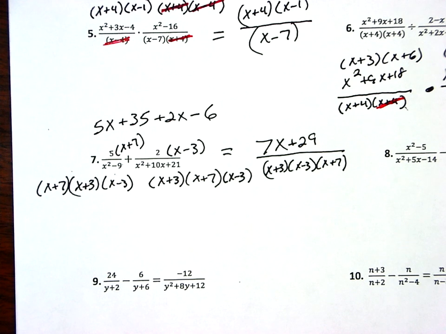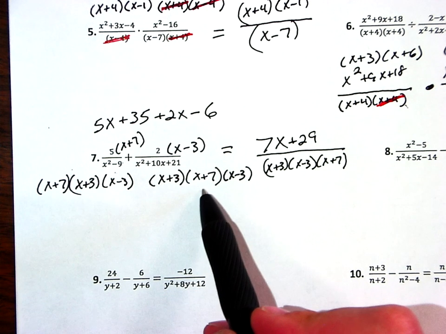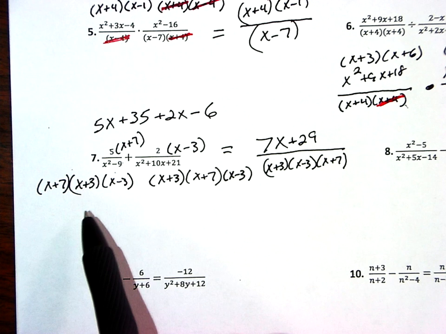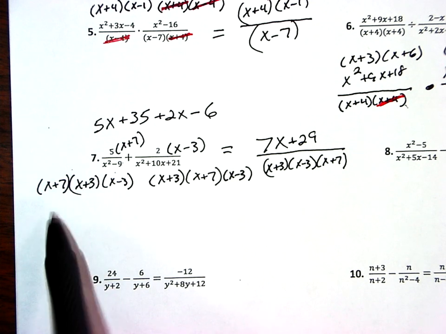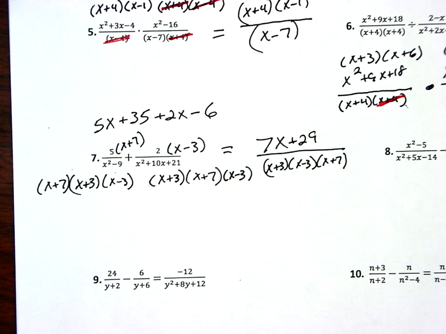Yes. So you take the least common denominator. So why the x plus 7? Because we had an x plus 7 over here, correct? So if I have one on the right, I must have one on the left. Because my least common denominator is going to be x plus 7, x plus 3, x minus 3. Where did the x minus 3 come from? When we factored x squared minus 9.